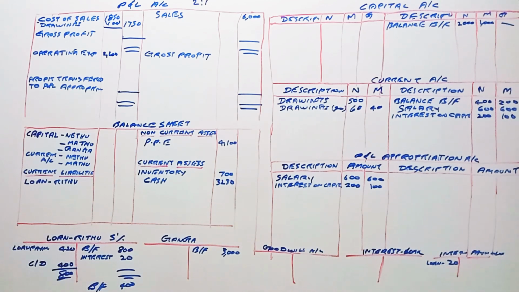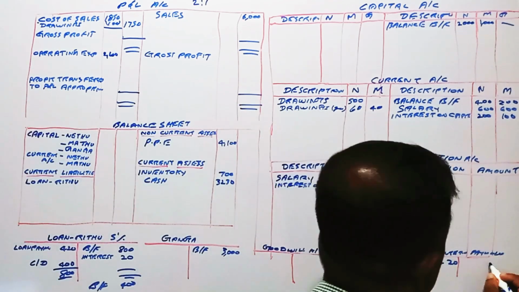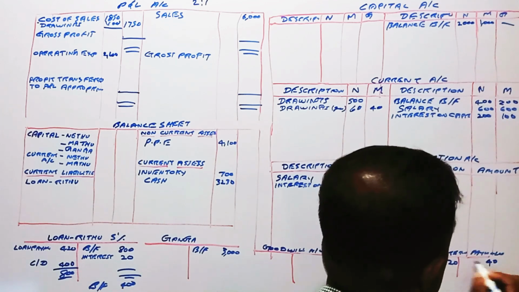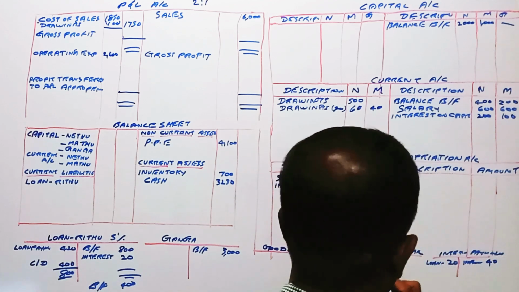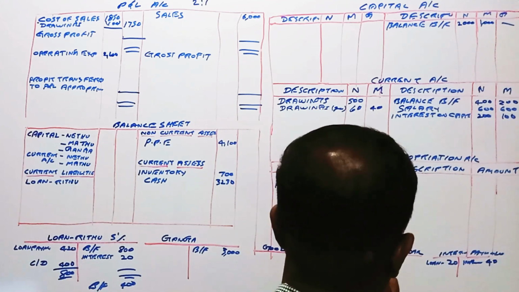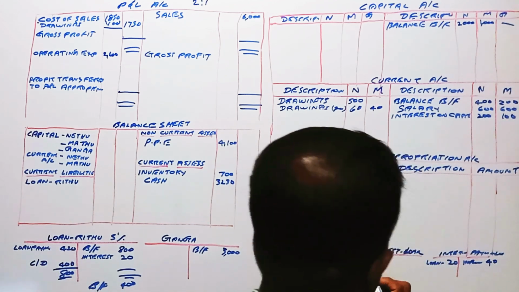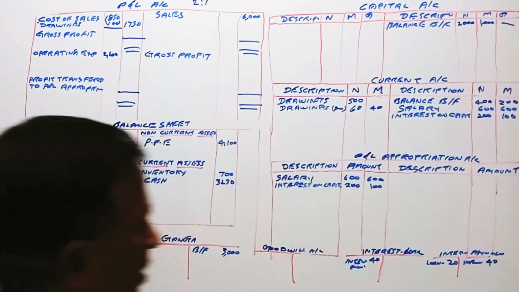So 6 months is half a year. What is the interest rate for 400, that is 800 million, 800,000? That is 40. The 40 is the interest you charge to the interest account, 40, and interest payable 40.